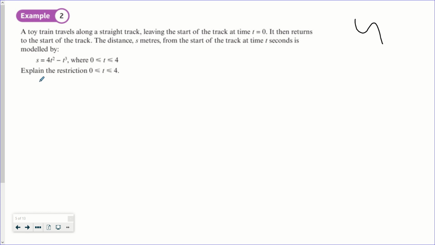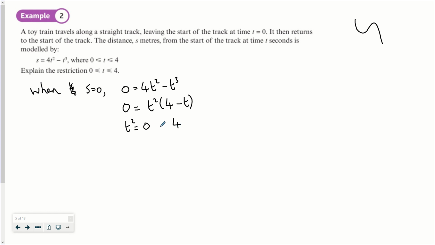So let's try and find the roots of this graph. So when s equals 0, we're going to solve 0 equals 4t squared minus t cubed. Let's take out a factor of t squared, and we're going to have 4 minus t inside the bracket. So here we're going to have t squared equals 0, or 4 minus t equals 0. So here we're going to obviously get t equals 4, and here we're going to get the solution t equals 0.